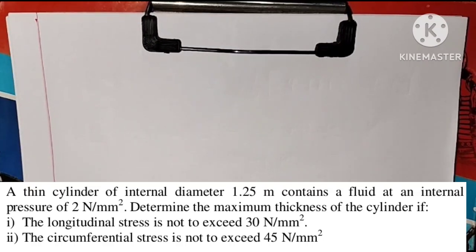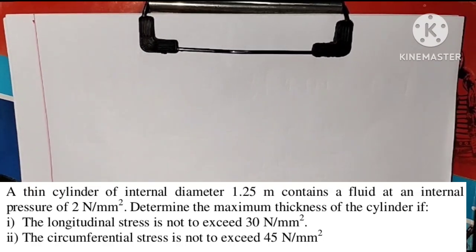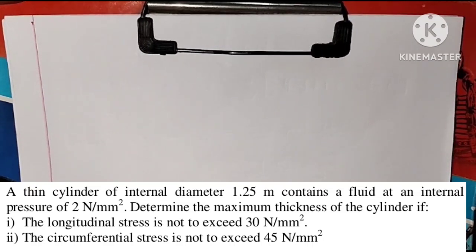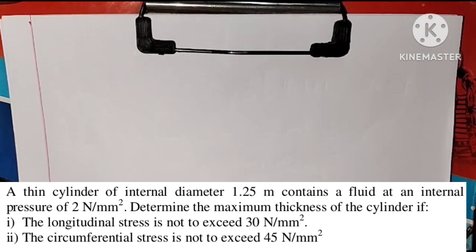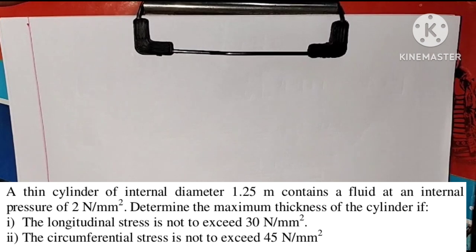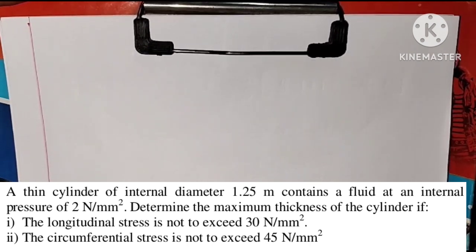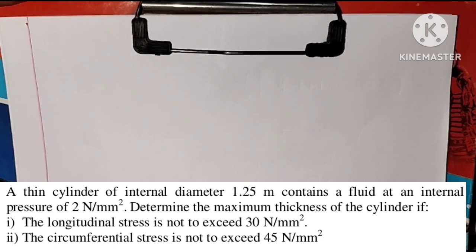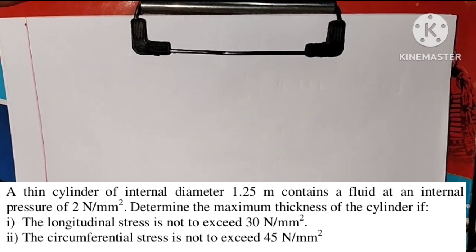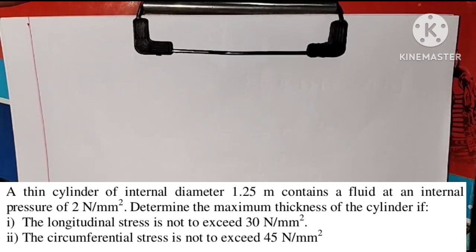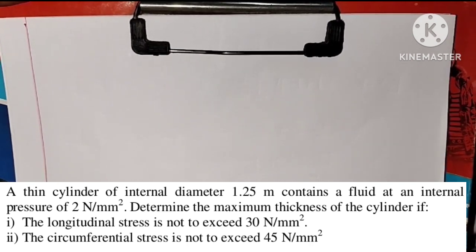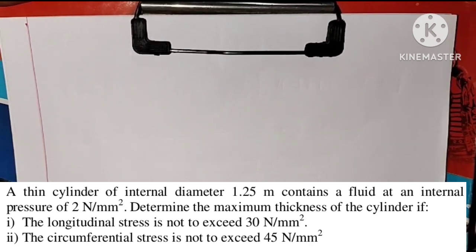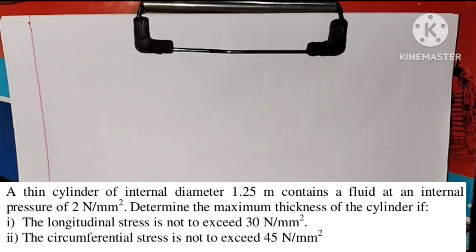A thin cylinder of internal diameter 1.25 meters contains a fluid at an internal pressure of 2 Newton per mm square. Determine the maximum thickness of the cylinder if, question number 1, the longitudinal stress is not to exceed 30 Newton per mm square. Second question, the circumferential stress is not to exceed 45 Newton per mm square.